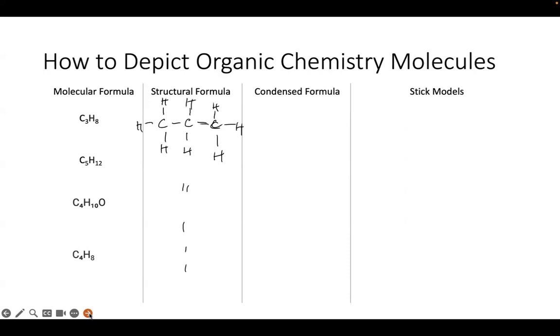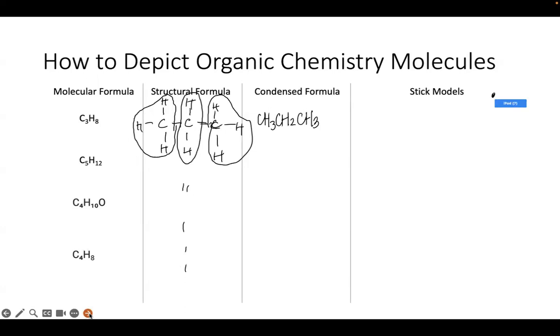There's also condensed formula, where basically you write out the carbon and whatever's attached to it. Each of these carbons starts off the condensed formula. So this first carbon is CH3, the second carbon is CH2, and the third carbon is again CH3. So that's a condensed formula. And then there are even stick models. Stick models are where a point represents a carbon, or the end of a line represents a carbon.